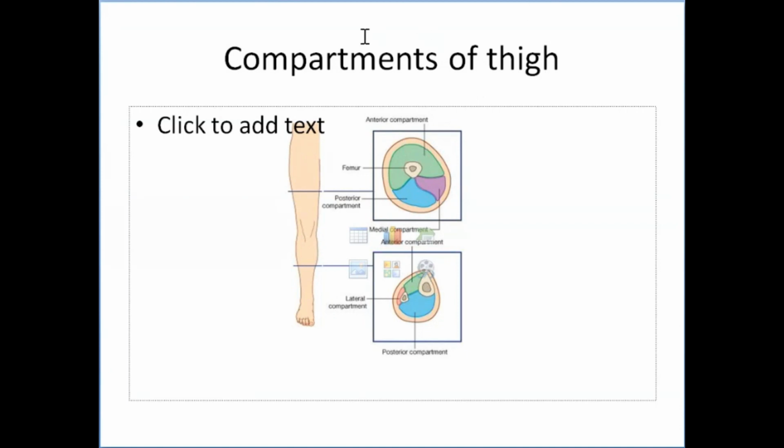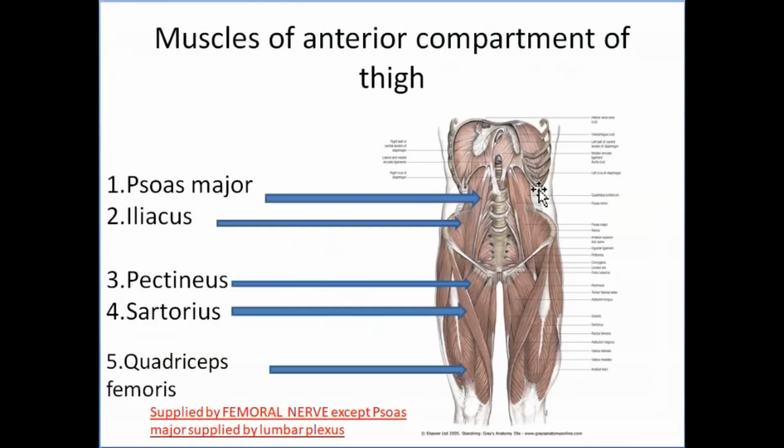Now we have the thigh. In the thigh, because of the intermuscular septum, the compartments of the thigh are divided into three compartments. What are these three compartments? Anterior compartment, posterior compartment, and medial compartment. The muscles of the thigh are arranged in these three compartments. So first we will see the anterior compartment.